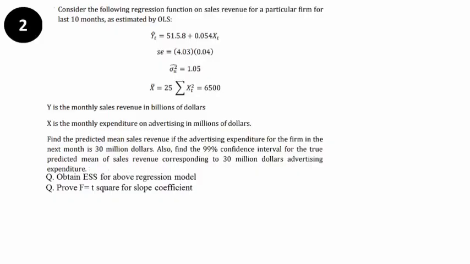Moving to the next question, this is also from simple linear regression unit, where it says to find out the estimated forecast for the monthly sales revenue, ESS we have to find out, and we have to prove that F equals T square in simple linear regression analysis. So let's move to the solution now.